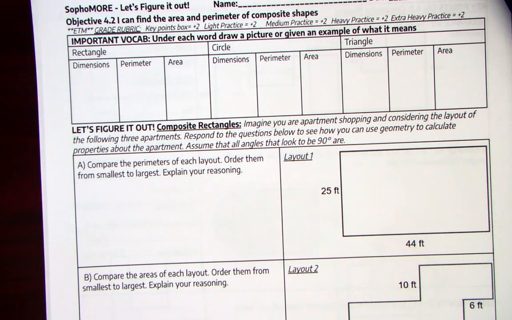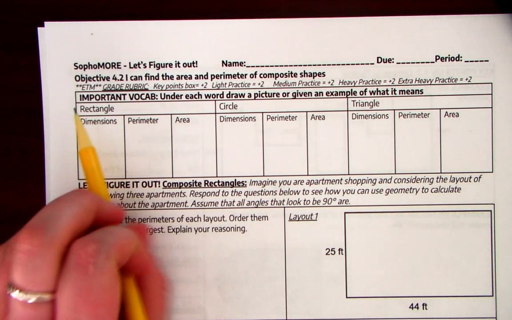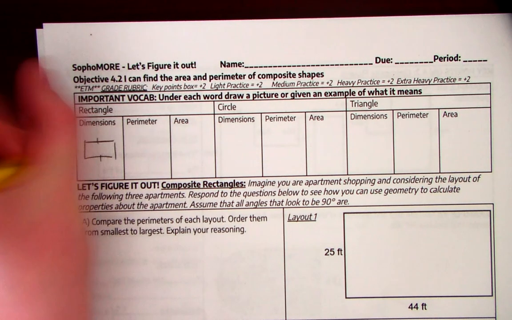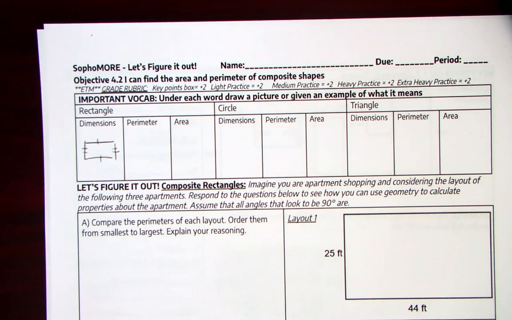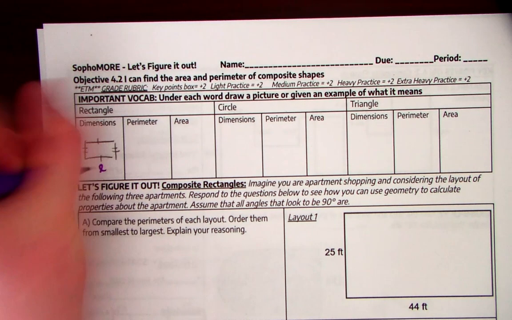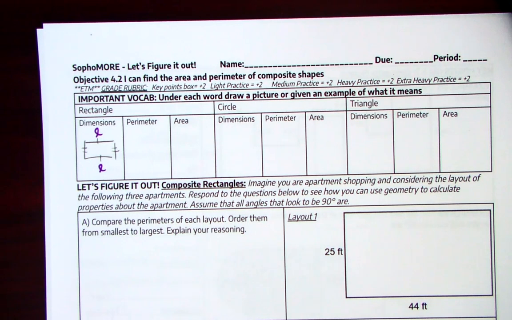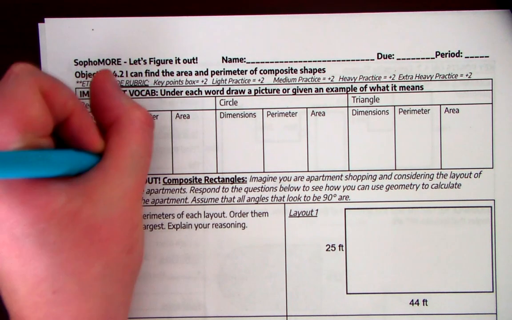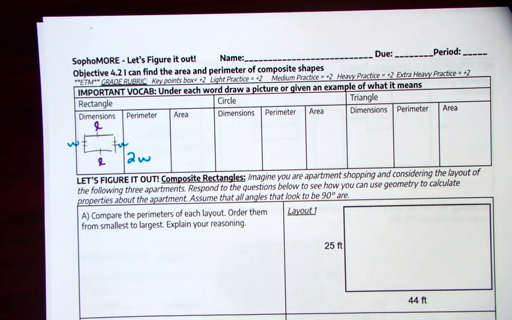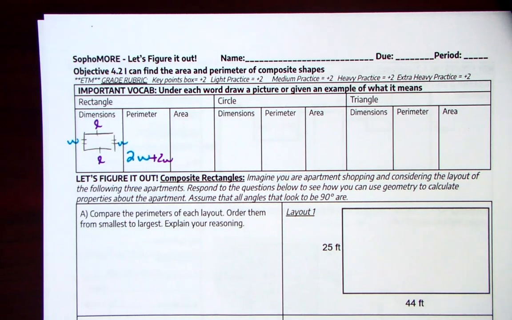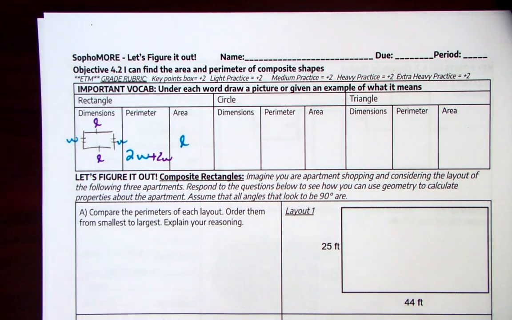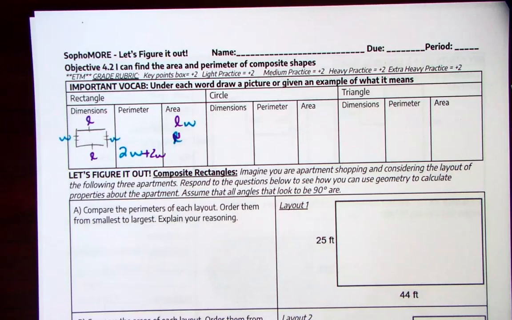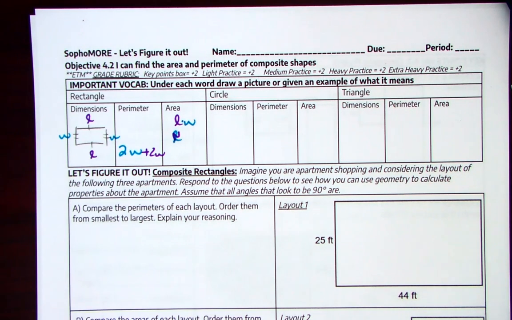So we will start with our important vocab, focusing on a rectangle, circle, and triangle. If we have a rectangle, it's a four-sided figure where opposing sides are the same, and we call those opposing sides the length. So two lengths, and then a width and a width. How we can find the perimeter of a rectangle is just adding two widths plus two lengths. How we can find the area is just by multiplying the length times the width. Multiplication sign there. Okay.